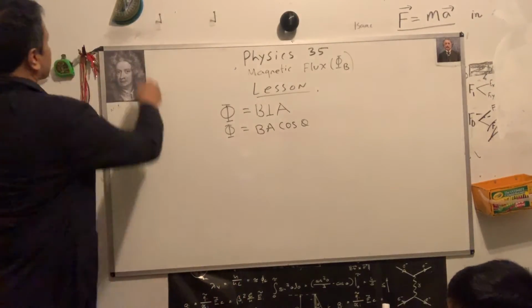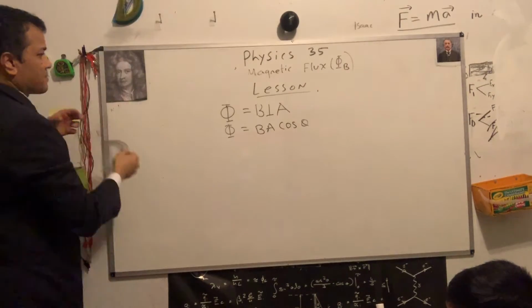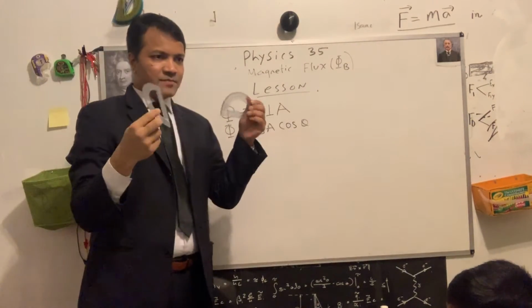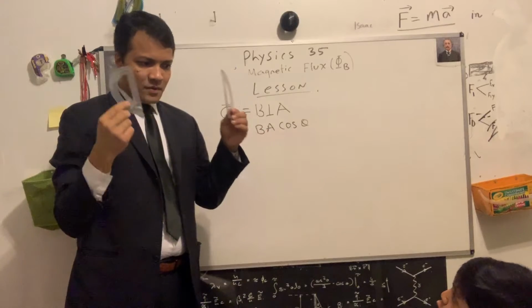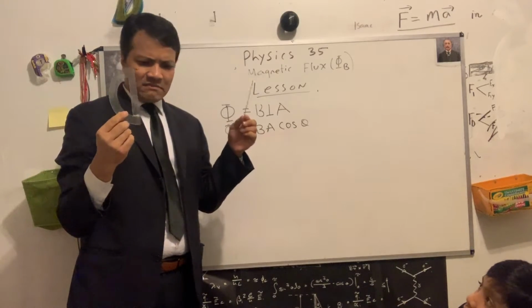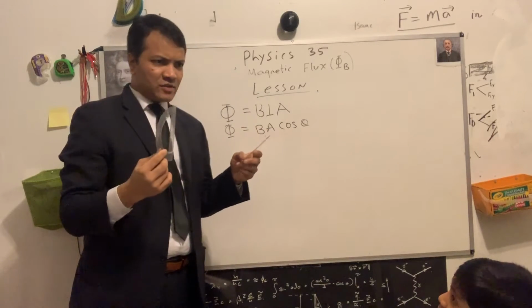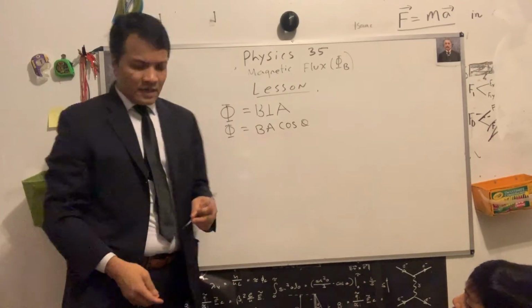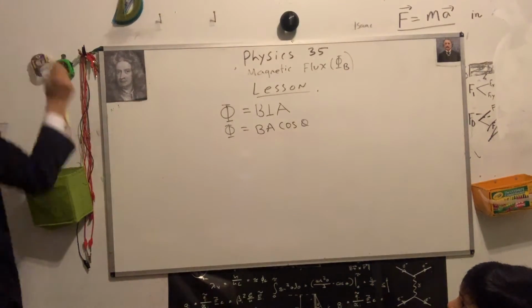Okay, so let's demonstrate what flux means. What is this? Two protractors. Can you create something using two protractors? I mean a circle. Let's see whether I can create something.